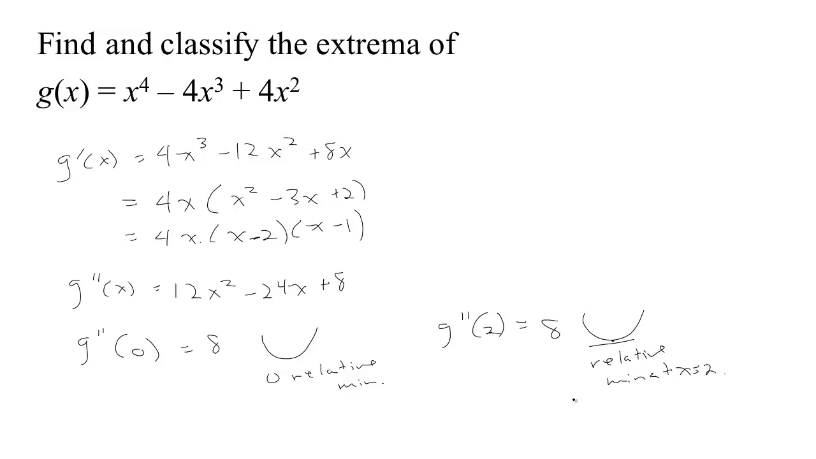And let's look at the second derivative at this last critical point at 1. If you plug in 1, you get 12 minus 24, that's negative 12, plus 8. Negative 12 plus 8 is negative 4. The second derivative is negative there, so the function is concave down at 1. So we know there's a relative max at x equals 1. So the second derivative can quickly tell you whether you're at a max or a min.